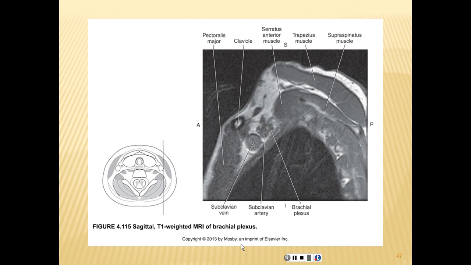You want to be able to understand all the anatomy on this page: the pectoralis major, clavicle, serratus anterior, trapezius, supraspinatus, subclavian vein, subclavian artery, brachial plexus. We talked about these muscle groups, nerve groups, and vascular bundles. This image can be found on page 236. Okay, figure 4.115.